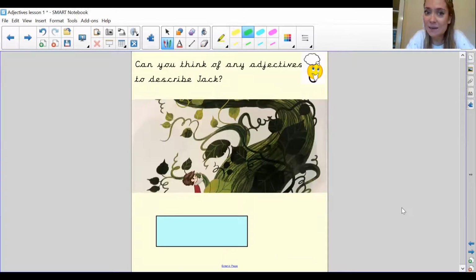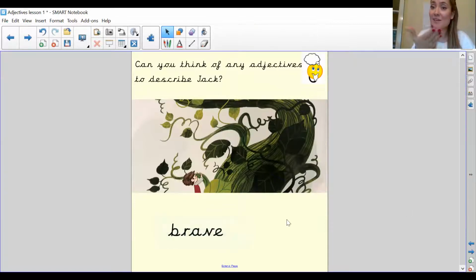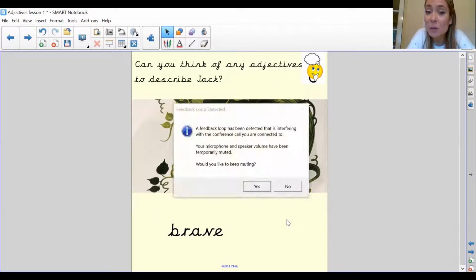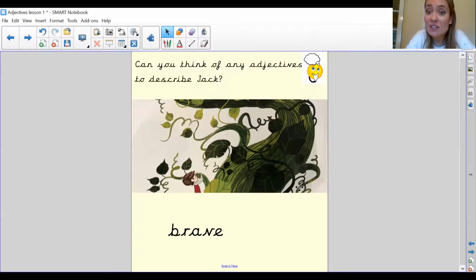Right, have a look at this picture. How could I describe Jack in this picture? Can you tell me? Can you tell me why he was? Good. Now I heard lots of you saying the word brave. Brave is when we're not frightened of things, and he was very brave in our story because he climbed all the way to the top of that giant beanstalk, didn't he? And I would be very frightened if I had to climb that huge beanstalk. I don't think I would want to do it. I'm not very good with heights.